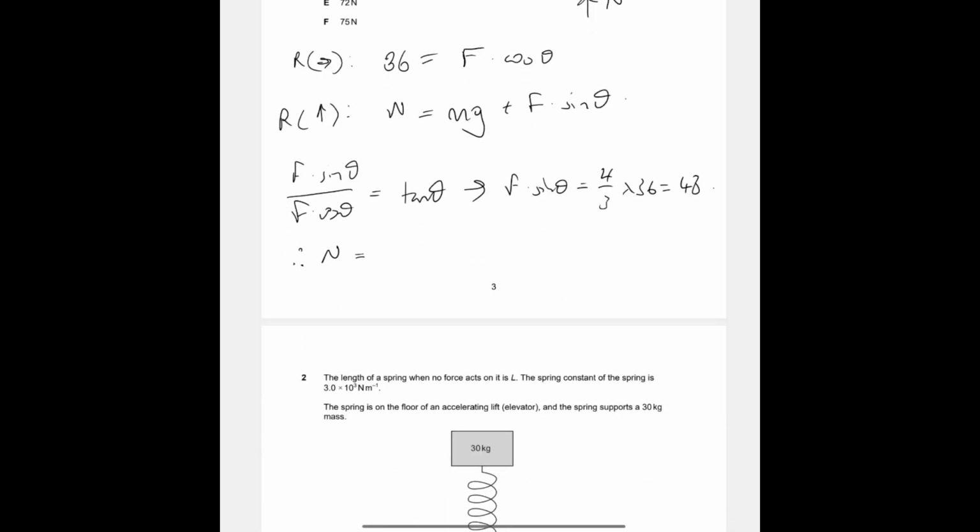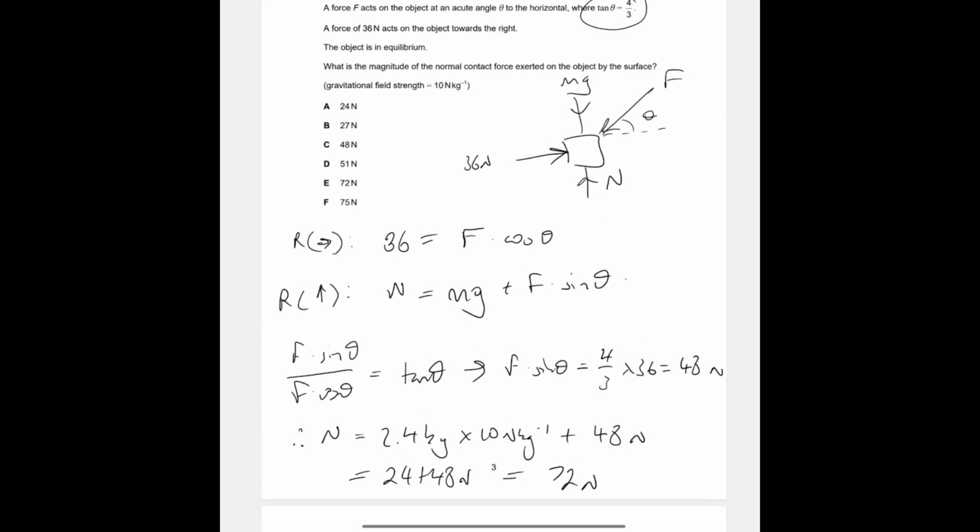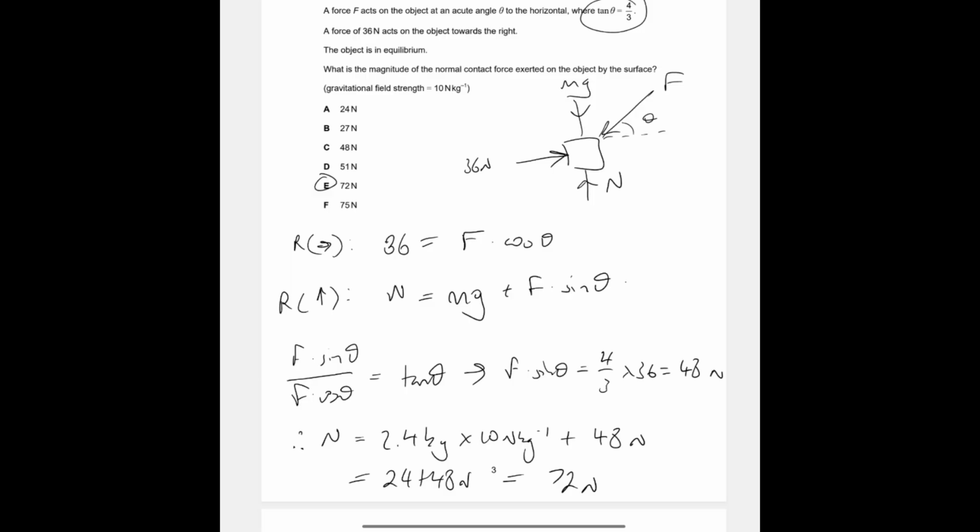Therefore, N equals 2.4 kilograms times 10 newtons per kilogram plus 48 newtons. That's going to be 24 plus 48 newtons, which is 72 newtons. So that is E.